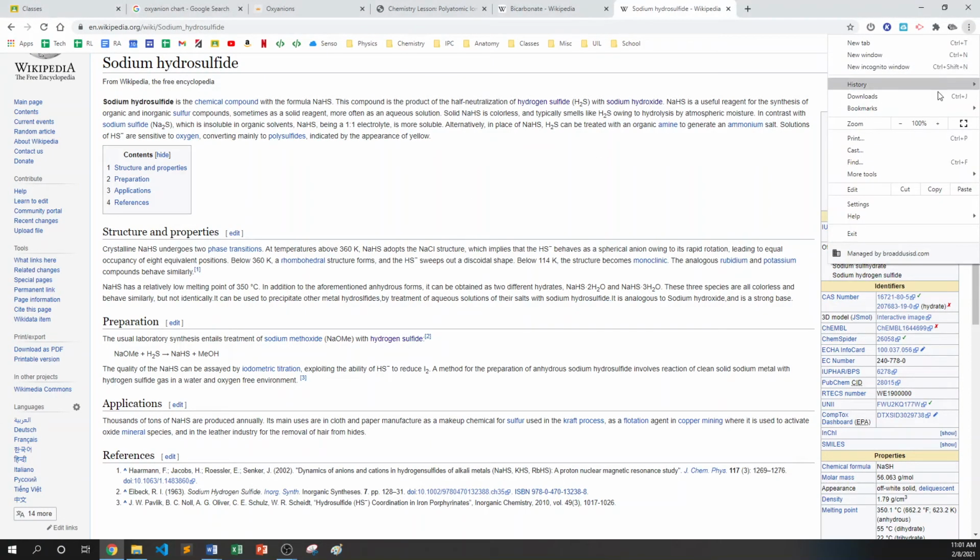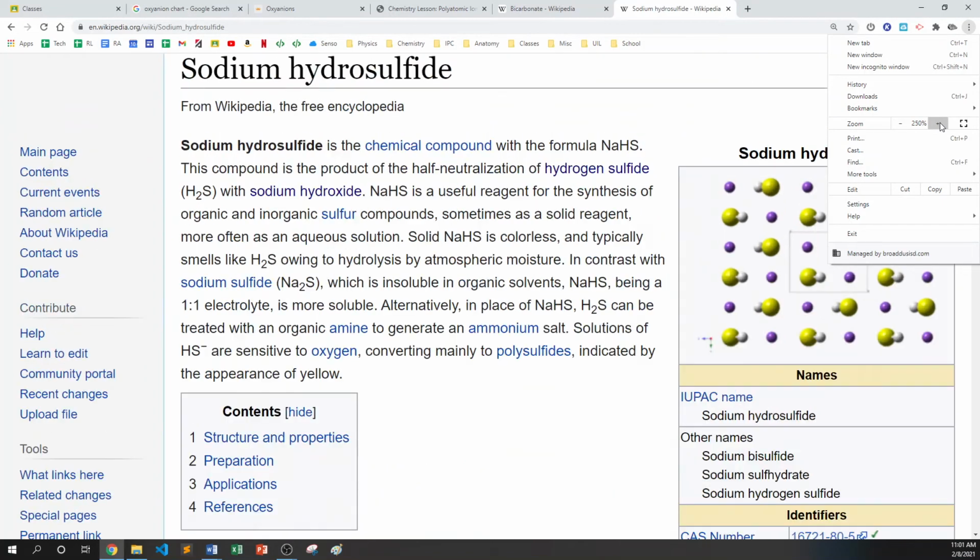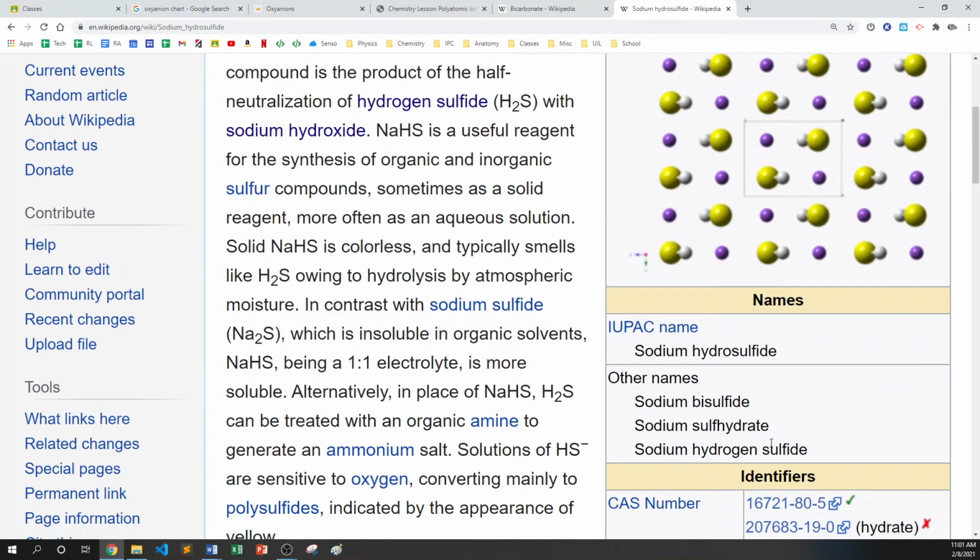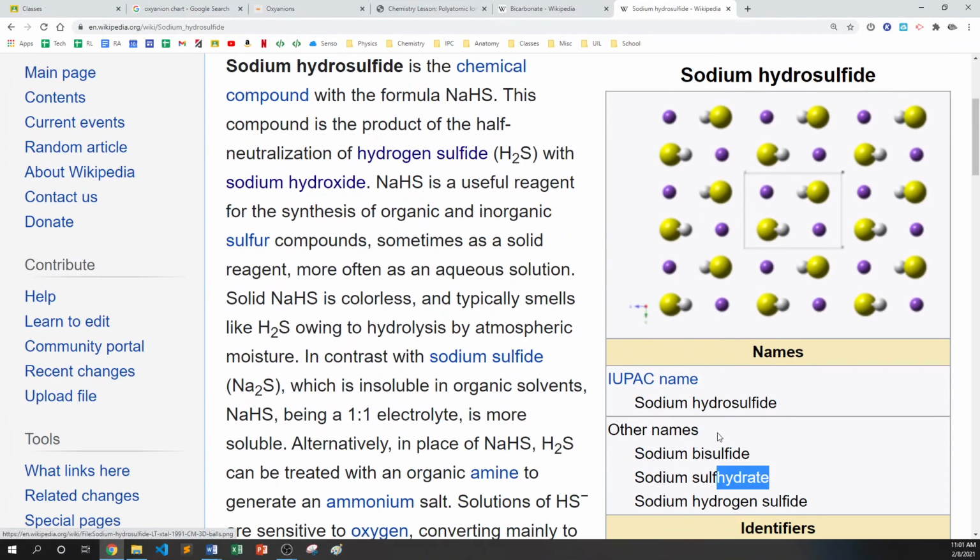So if we look at the other names of it, sodium hydrogen sulfide is an acceptable name. The word hydrogen means you added hydrogen to it. We just don't do it with -ide. Where does sulfhydrate come from? Hydrate? Sulfide. That's weird. I have no clue because hydrate means it has a water molecule attached to it, and there's no oxygen in it. I have no clue how that name comes.